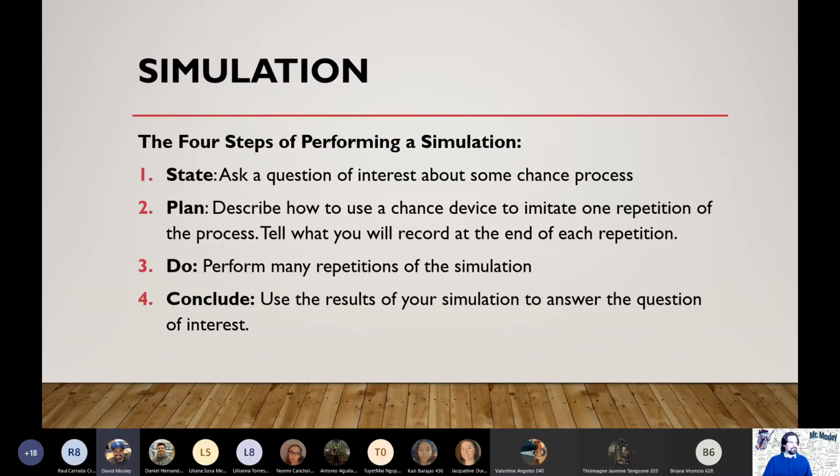Does anyone need any more time to write down our 4 steps of performing a simulation? Okay.